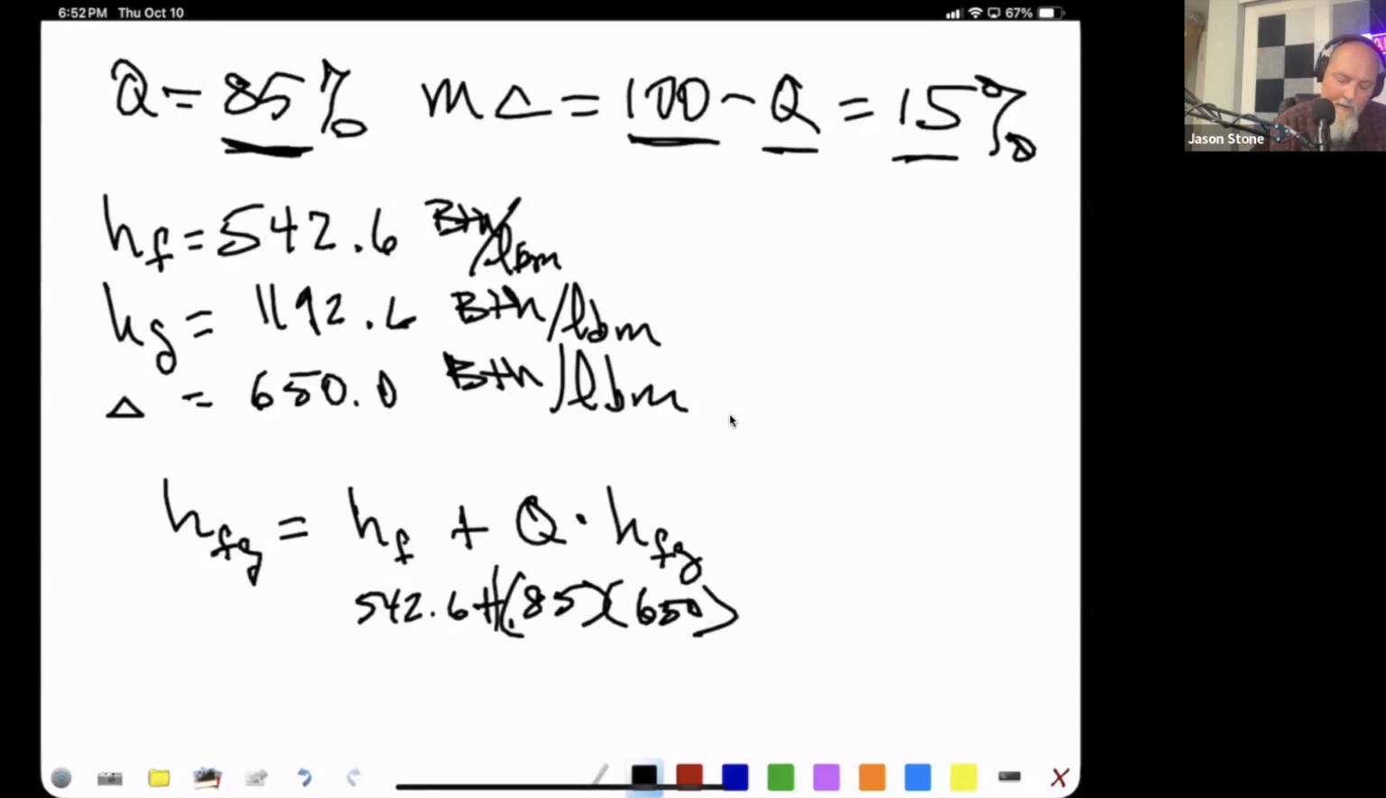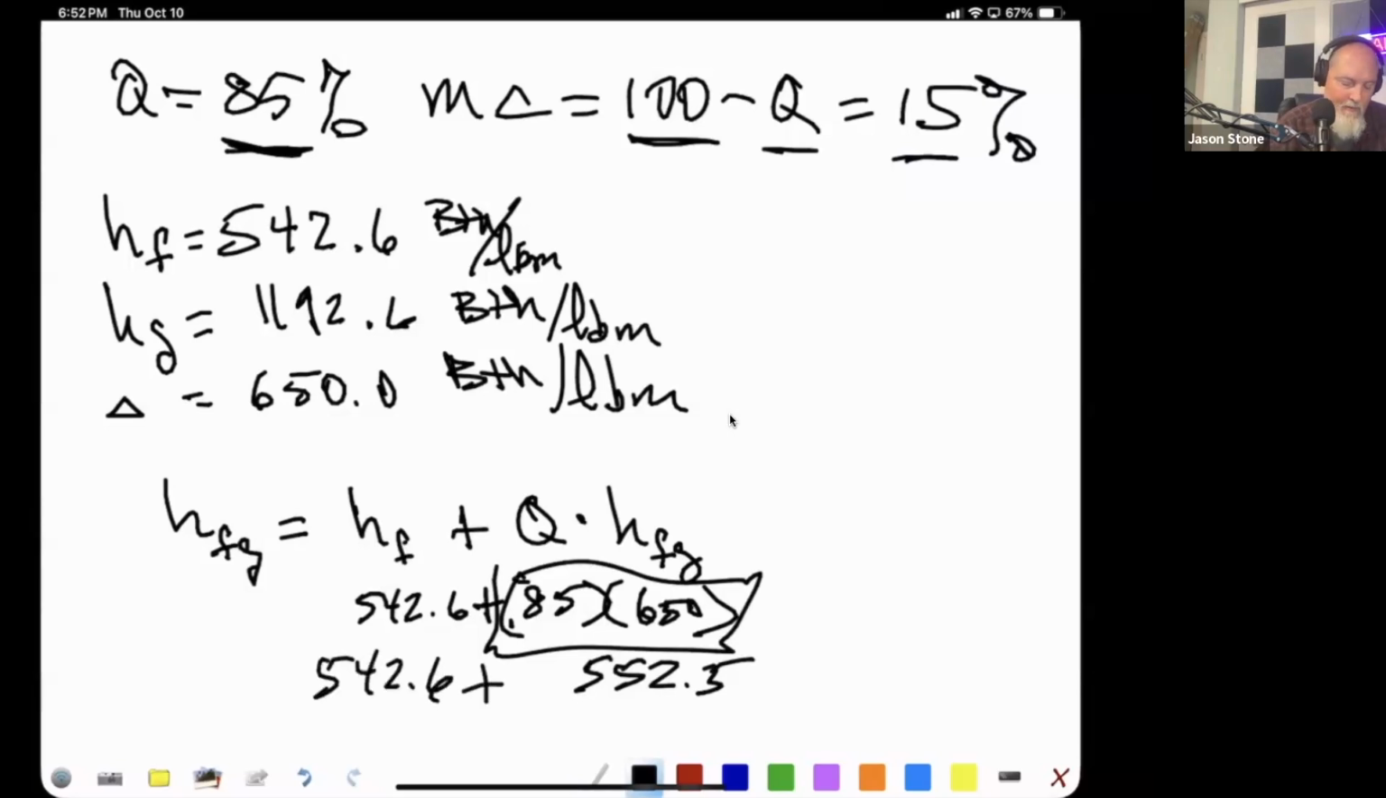So this right here is 552.5 BTUs per pound mass. And we're going to add that to 542.6. And that gives us 1095.1. And that's the enthalpy, the specific enthalpy.